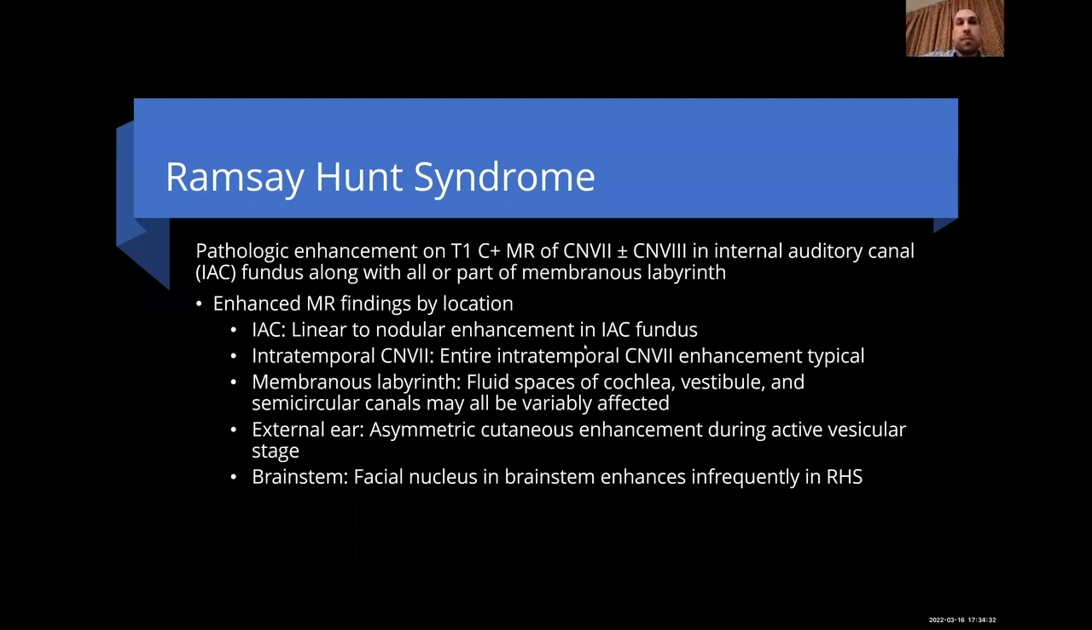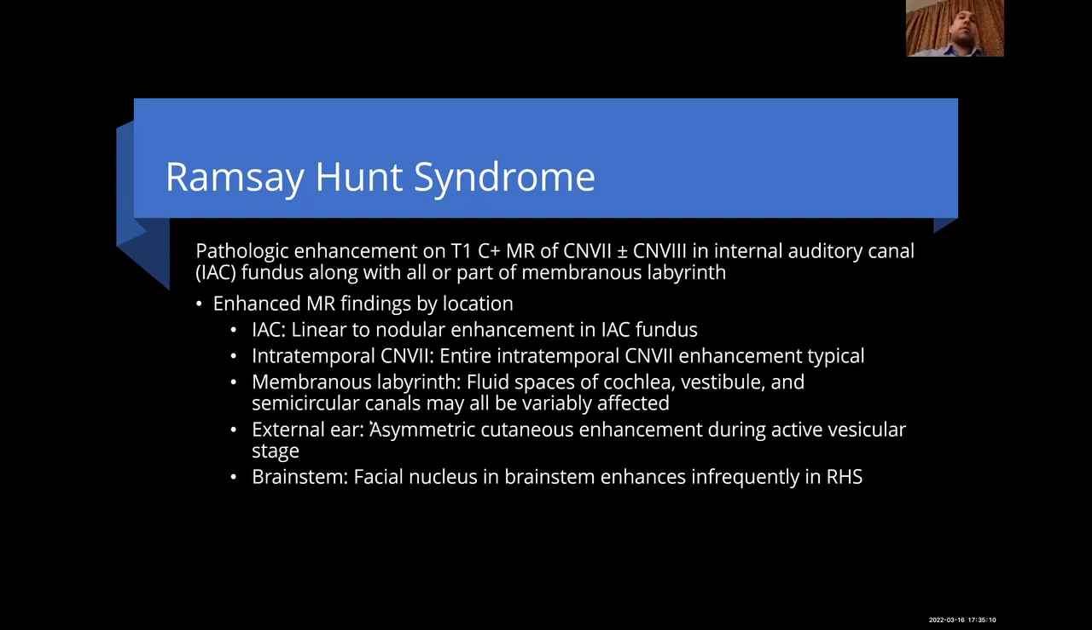Ramsey-Hunt syndrome. It is associated with linear to nodular enhancement of the internal auditory canal fundus. Entire enhancement of the intratemporal component of cranial nerve 7 is typical for it. Membranous labyrinth enhancement. In the external ear, you will find asymmetric cutaneous enhancement during the active vesicular stage. In the brainstem, you may find enhancement in the facial canaliculus.